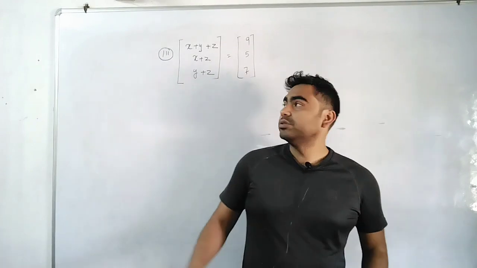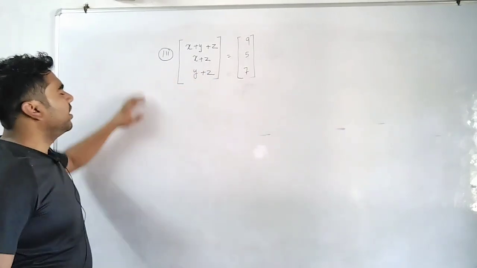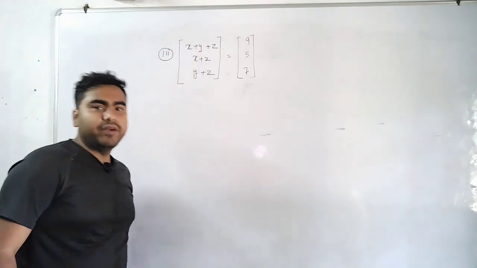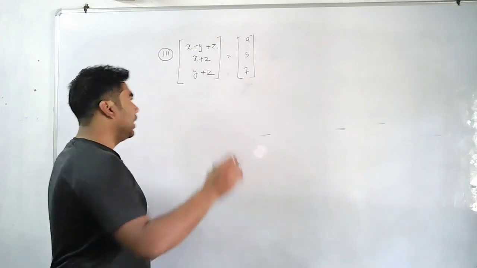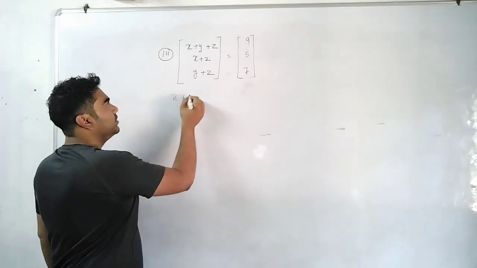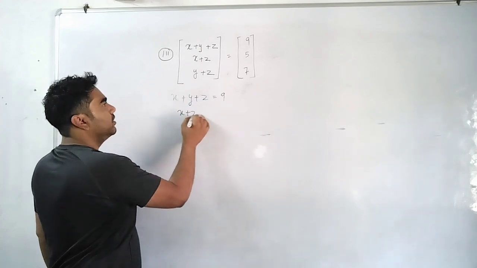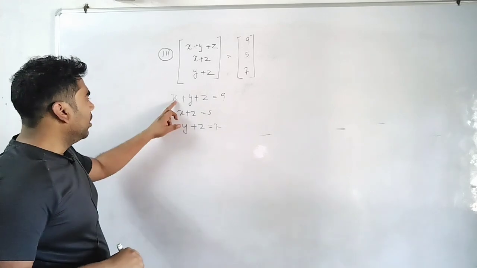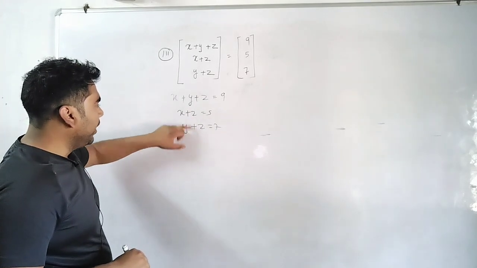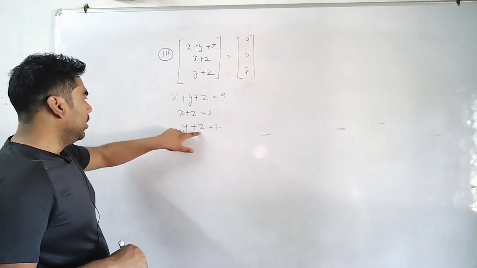Now, question number 3. Here we have 3 equations, 3 variables: x, y, z. Three expressions. So kindly write the expressions: x plus y plus z is equal to 9. x plus z is equal to 5. y plus z is equal to 7. So try to substitute any one of either x or z, either y or z.